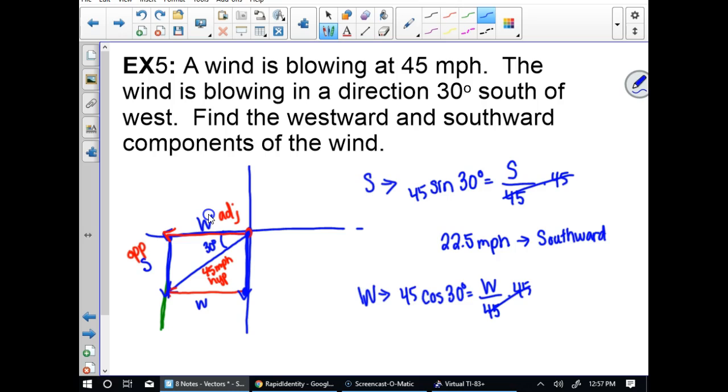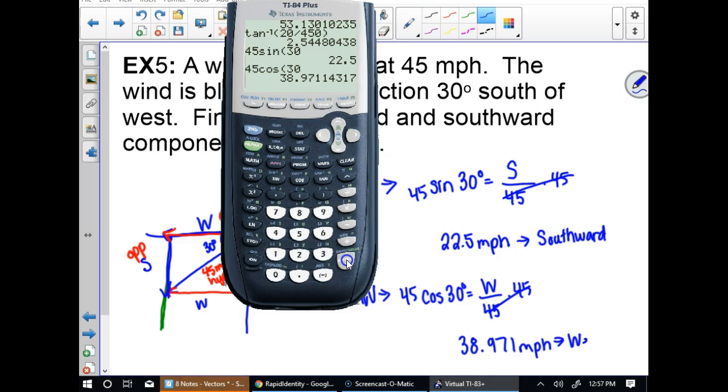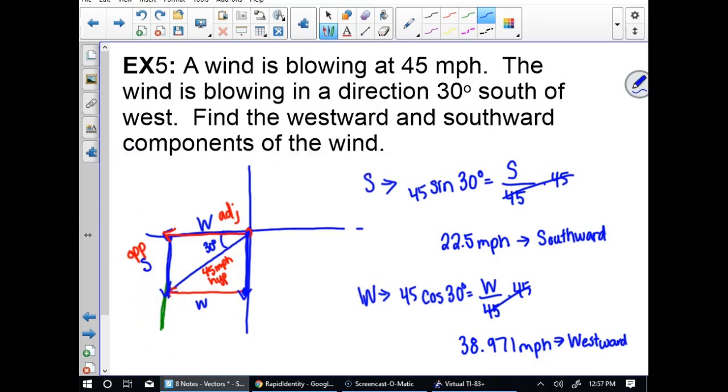So 45 cosine 30 in our calculator is going to give us 38.971 miles per hour westward. So, if my house is sitting here and this wall is facing towards the west, then I've got a force of 38.971 miles per hour pushing up against that wall.